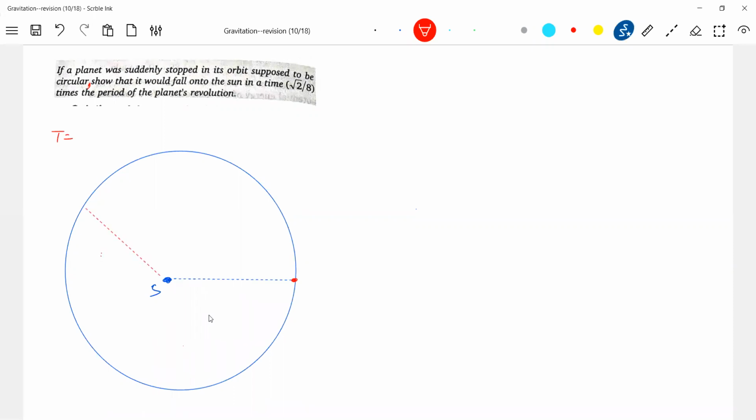Let me construct first. Can we assume some sort of ellipse here? So what can this be? This will be the semi-major axis. And what is the distance of the planet? PS should be equal to R, and A should be R by 2.